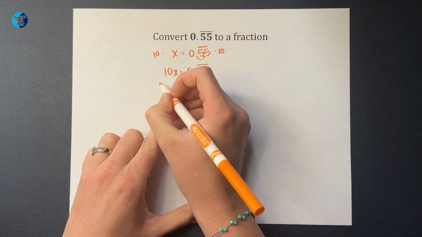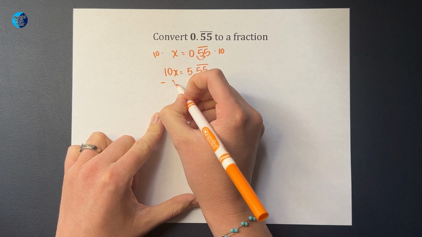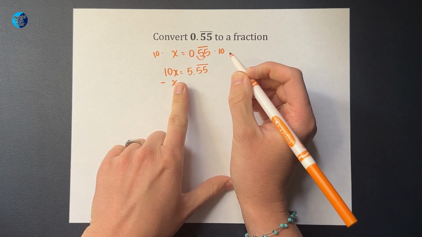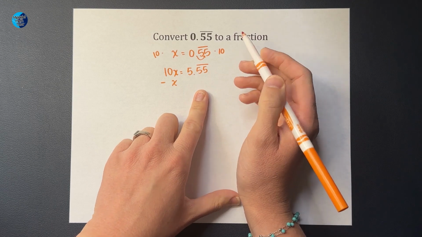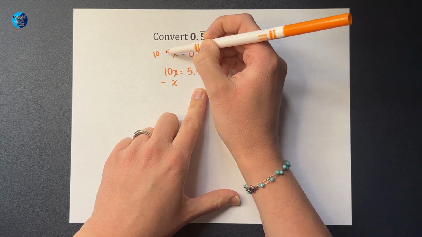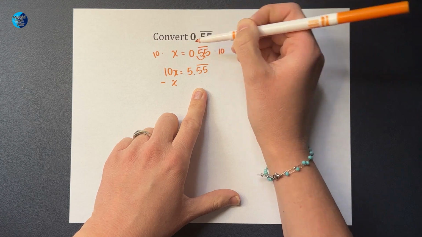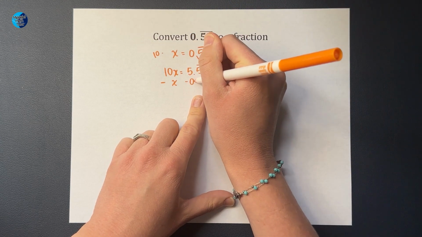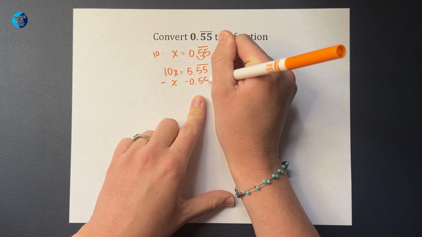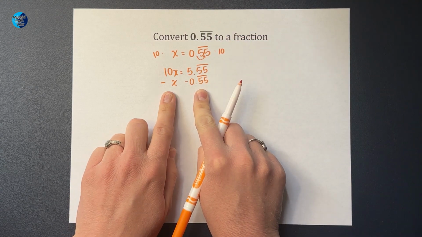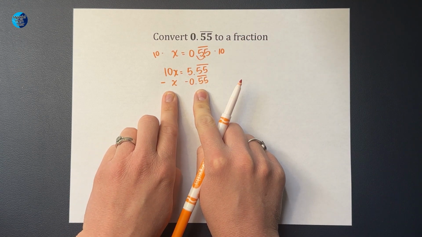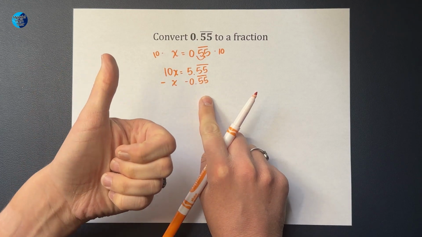All right, this next part's going to look like it's math illegal, but it's actually not, and I'll explain why. We are going to subtract x from this side of our equation. We're also going to subtract x from this side of our equation, but remember what x equals. x equals 0.55 repeating. So I'm subtracting the same thing from both sides. They just look a little different, but because they're equal to each other, we're okay.